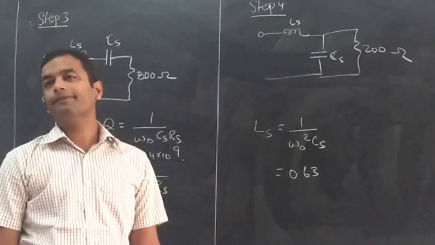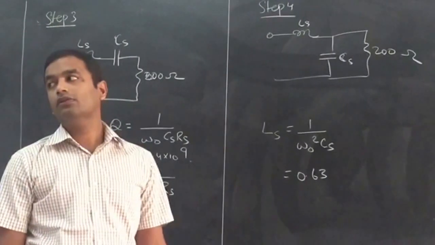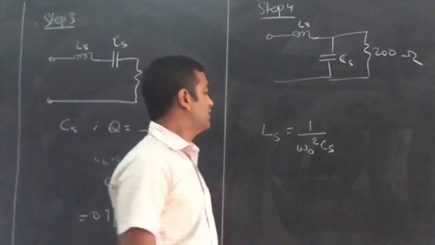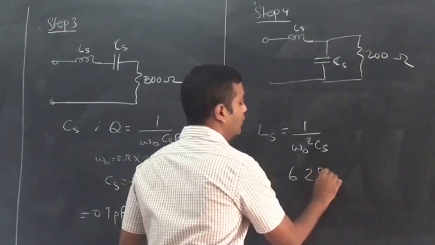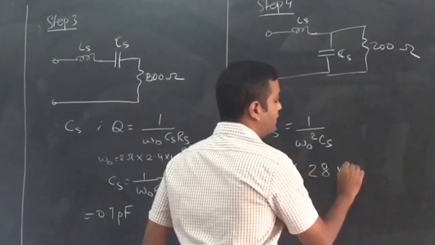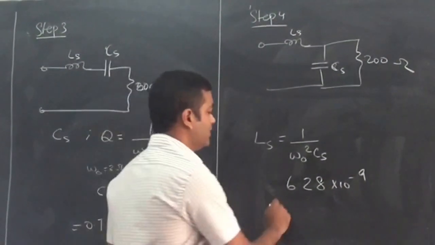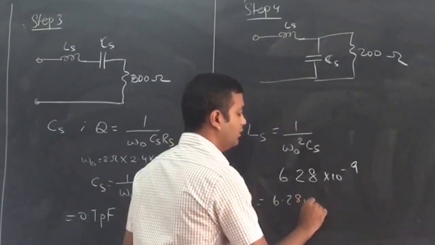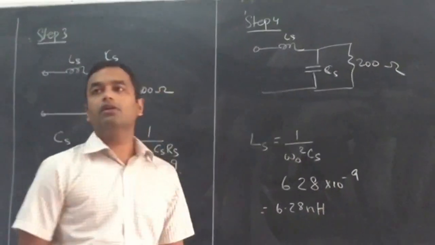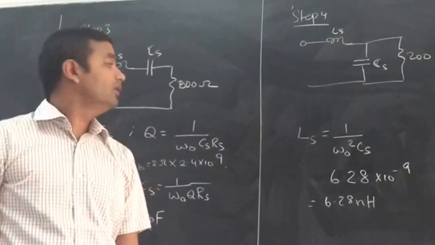0.63 microhenry is 6.28 into 10 power minus 9, right? So this will be 6.28 nanohenry. Okay, you're getting it?